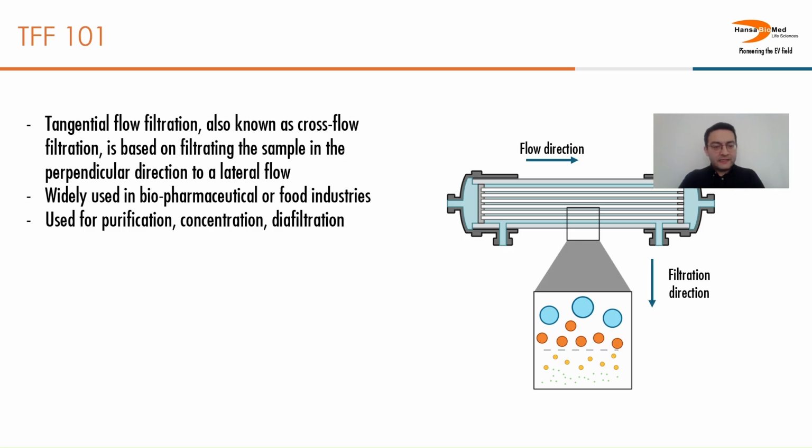So first of all, the technical background of tangential flow filtration, which is also known as cross-flow filtration. It is a technique based on filtrating the sample in the perpendicular direction to a laminar flow, as you can see also in the schematic illustration on the right, whereas the flow direction is from left to right, filtration direction is from top to bottom. And this method is a widely used method for years in biopharmaceutical or food industries for purification, concentration, and diafiltration of biomolecules within biosamples.